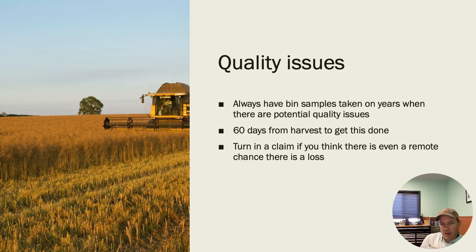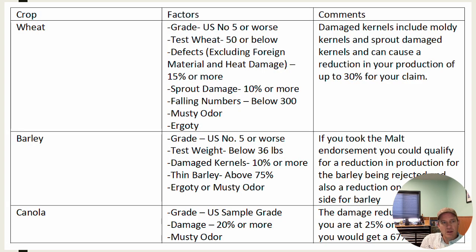Quality issues, always have bin samples taken on yours when there's potential quality issues if you're even close to a loss. You have 60 days from harvest, so that would be from when you finished harvesting that unit, or if you're in enterprise units, when you finish harvesting that crop, we get 60 days to get those samples submitted. So make sure as you're harvesting, if you have a claim or you think you're even close to a claim, turn the claim in, we'll get an adjuster out there, we'll have them pull the samples, and we need to get that done within 60 days of harvest.